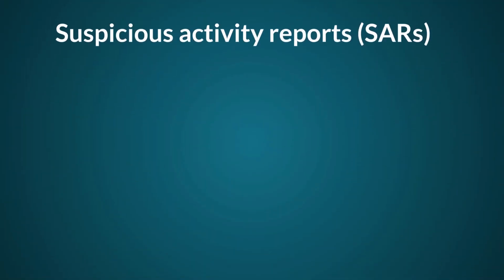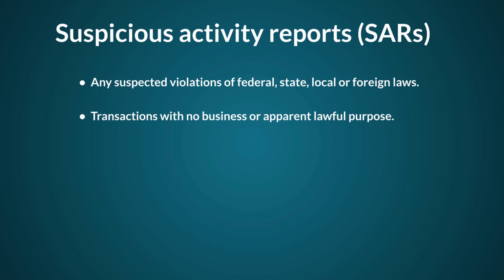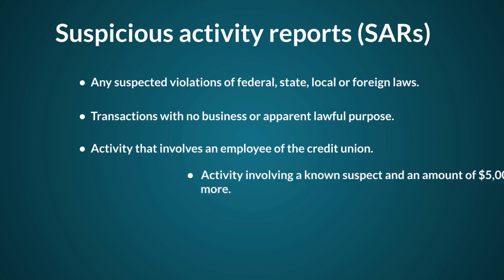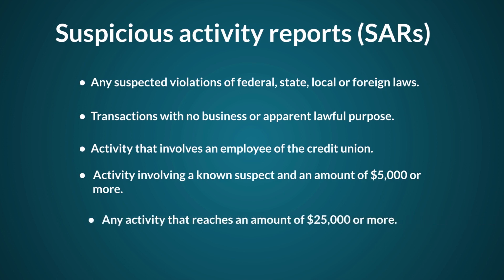Suspicious activity reports, also known as SARs, are a critical part of the credit union's BSA AML program. If any sort of activity, not just a cash transaction, is deemed suspicious, a SAR must be filed no more than 30 days following the date the activity was determined. Reportable activities include any suspected violations of federal, state, local, or foreign laws, transactions with no business or apparent lawful purpose, activity that involves an employee of the credit union, activity involving a known suspect at an amount of $5,000 or more, any activity that reaches an amount of $25,000 or more.